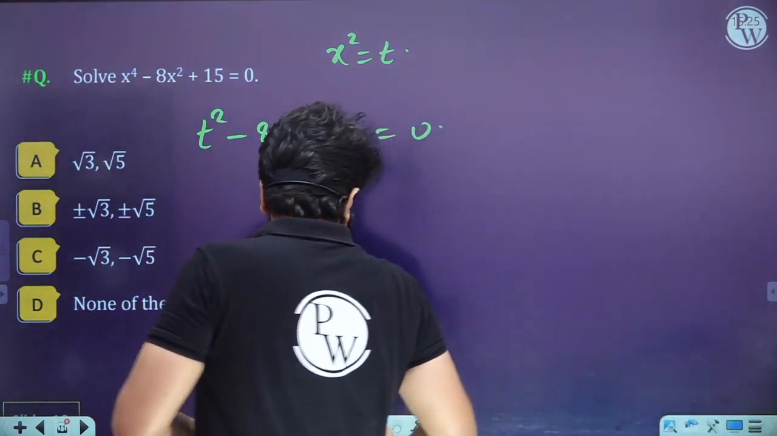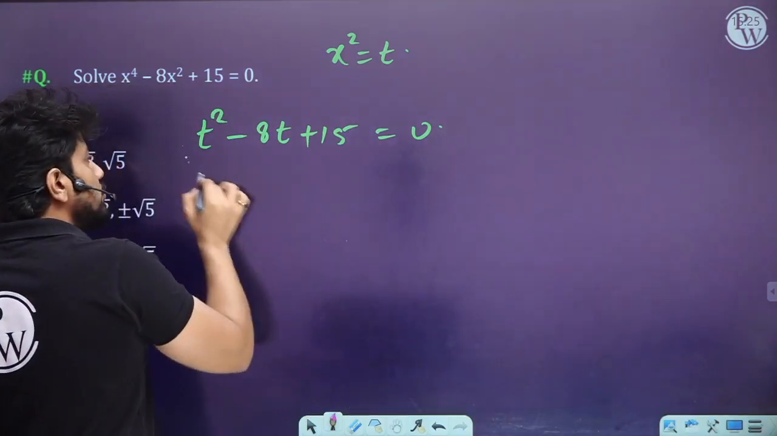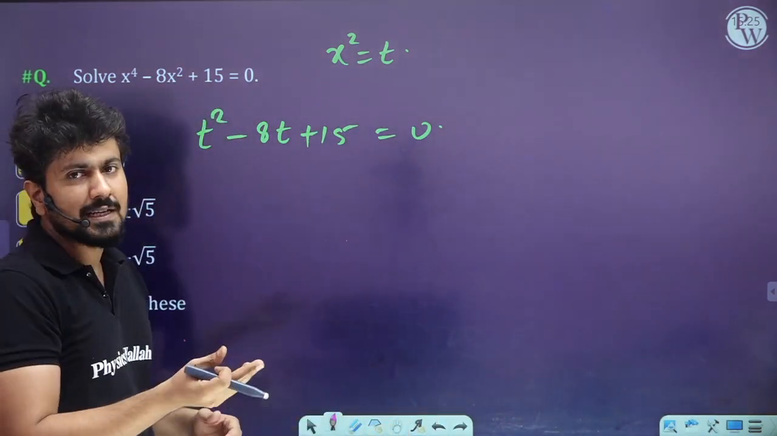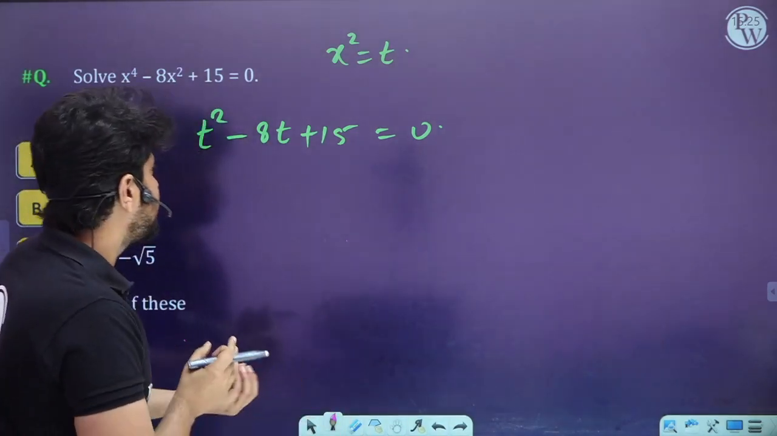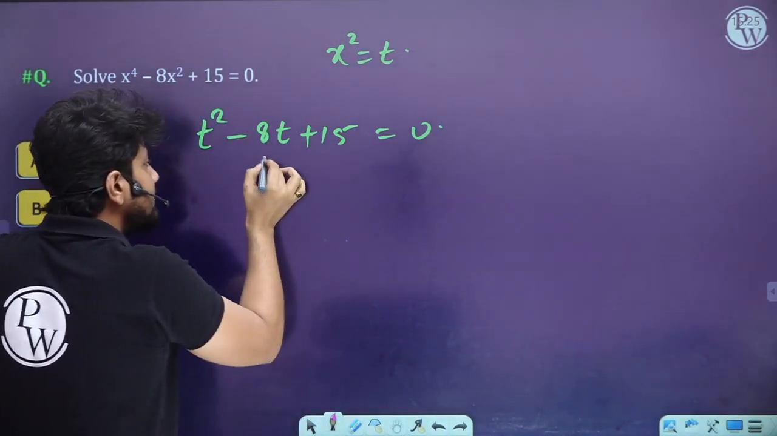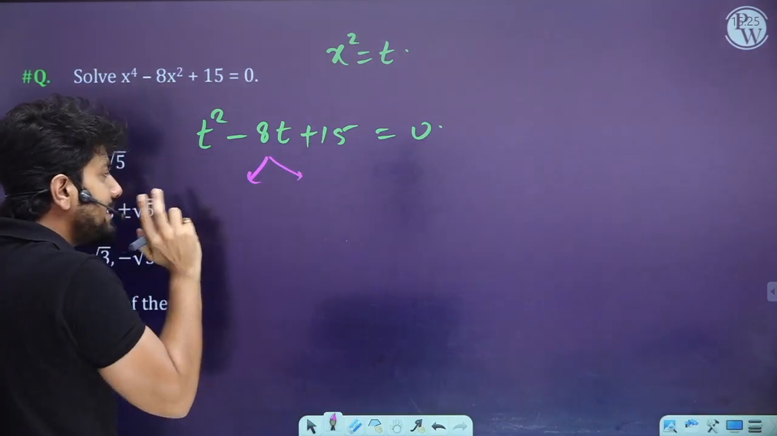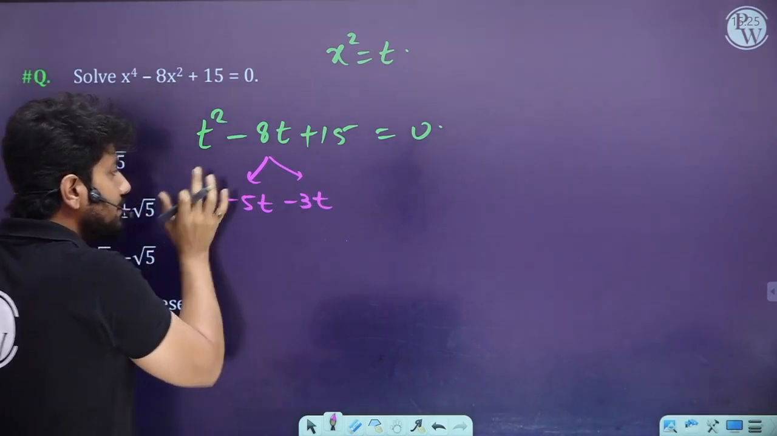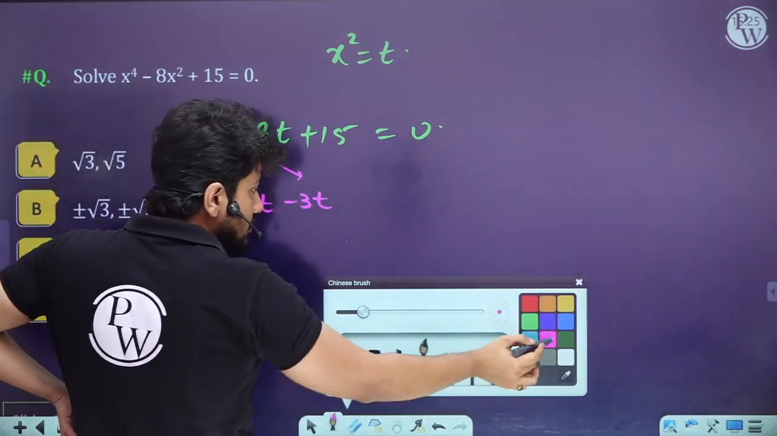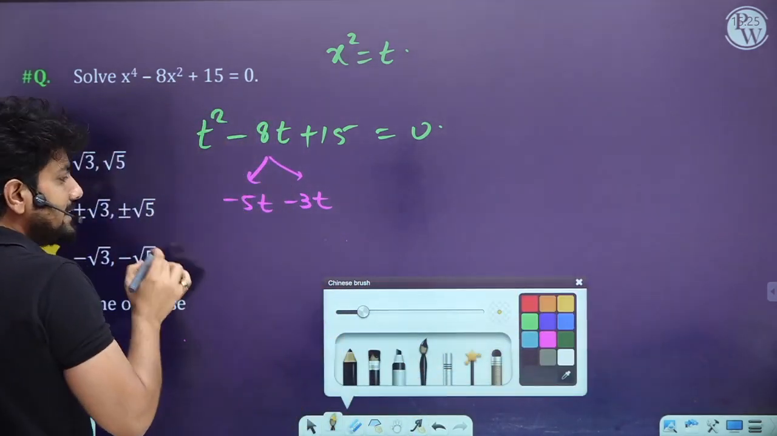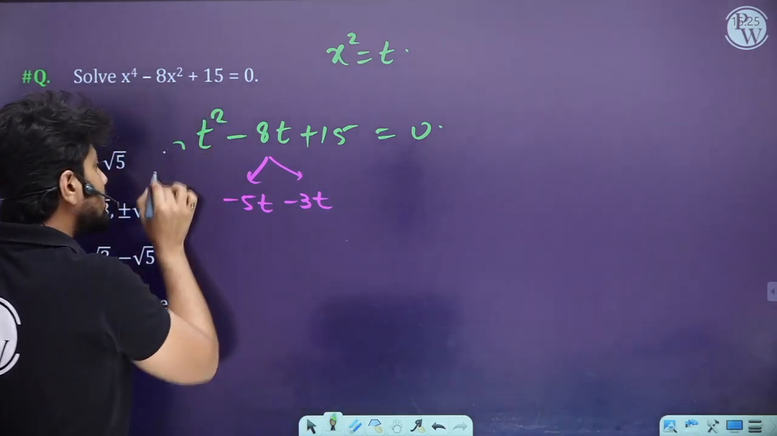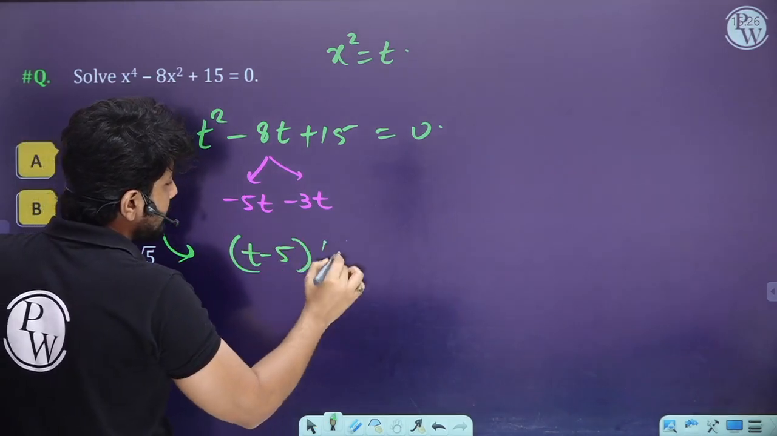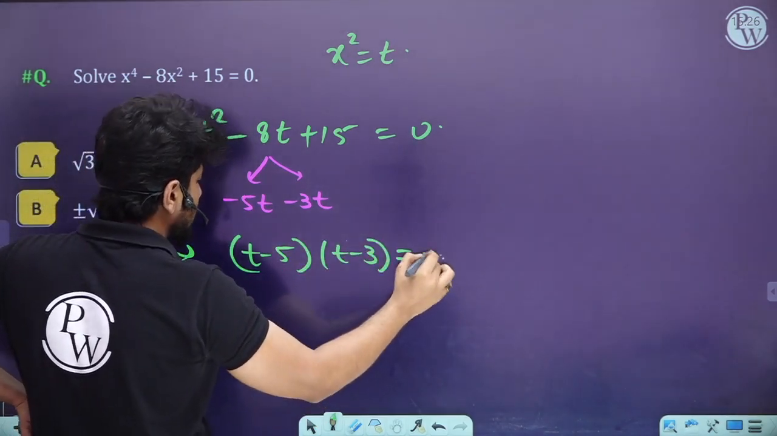Think about the factors of 15. So what are the factors of 15? 5 and 3 are the factors of 15. So yes, we can simply break minus 8t into two parts, minus 5t minus 3t. After breaking it into these two parts, we get two factors: t minus 5 into t minus 3 is equal to 0, right?